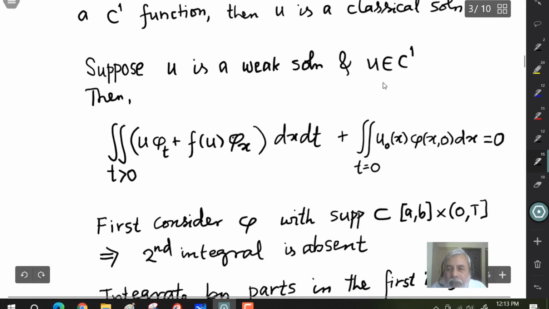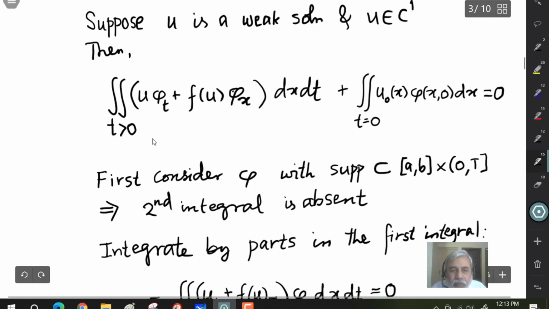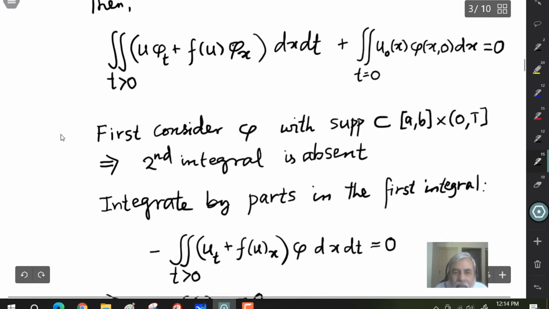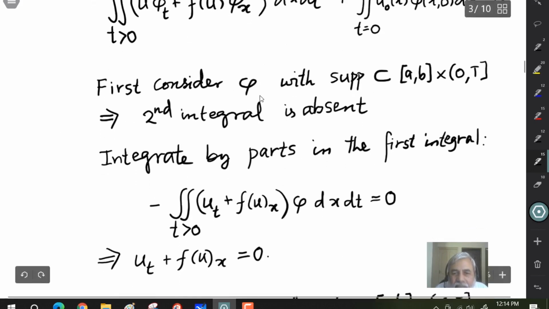Suppose u is a weak solution and u is C1, then we'll prove that ut plus f(u)x is 0 and u(x,0) equals u0(x). So by definition we have the integral of u phi t plus f(u) phi x dx dt plus the integral of u0(x) phi(x,0) equal to 0 for all test functions phi. First we consider the test functions phi which have support in (a,b) cross (0,T).